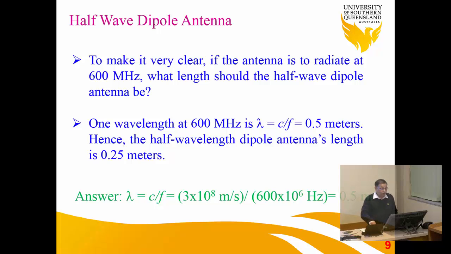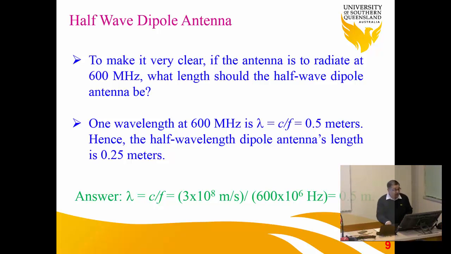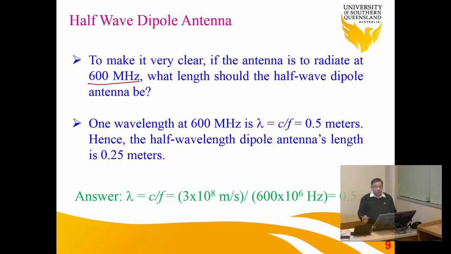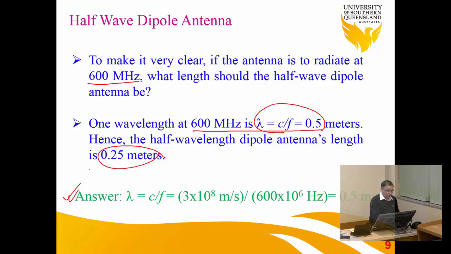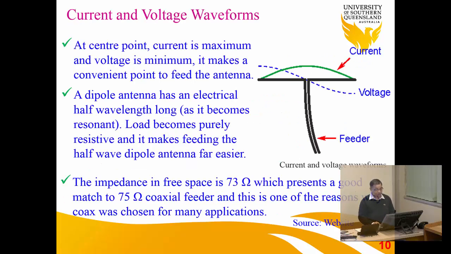So far, to make it clear, if the antenna radiates at 600 megahertz, what would be the half-wave dipole antenna length? In this case, we can calculate using this formula. The wavelength lambda is 0.5 meter, and then the half-wave dipole antenna length is 0.25 meter. This is the answer, and then you can calculate using this formula for different frequencies. And if you have difficulties, you can contact me, then we can discuss further.